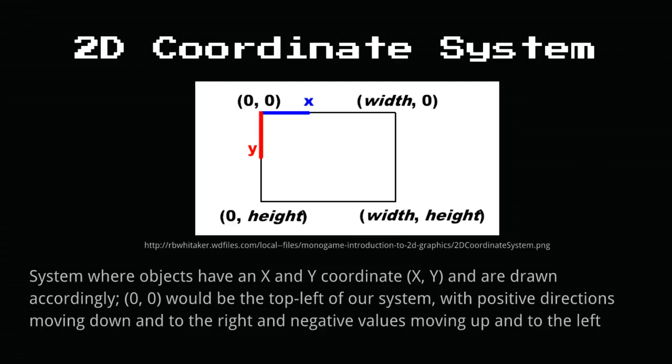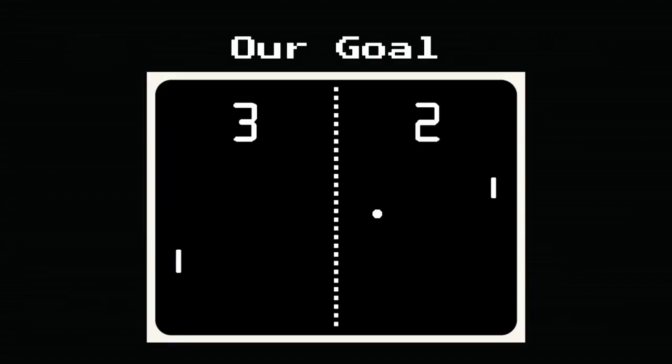But in this case, we're actually starting in the top left, and then it goes y positive down, y negative up, x positive right, x negative left. And everything that we want to draw in our game needs to have an x and y coordinate to draw in order for it to be visually seen on the screen.